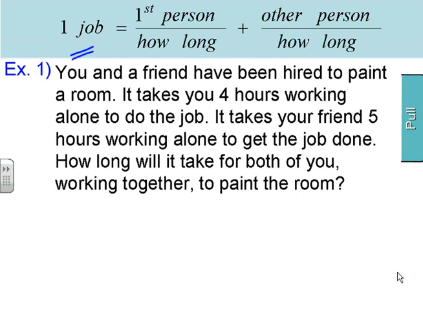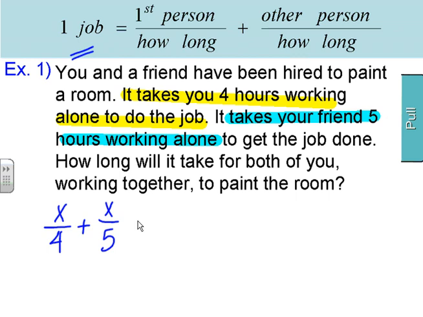Well, let's start off by talking about how long it takes you to do it. It takes you 4 hours to do it, and it's going to take your friend 5 hours to do it. So what we're going to do is combine our rates. For myself, my rate's going to be x divided by 4 hours. My friend is working with me, so I'm going to add their rate, which is going to be x divided by 5, and together we're going to do one job.